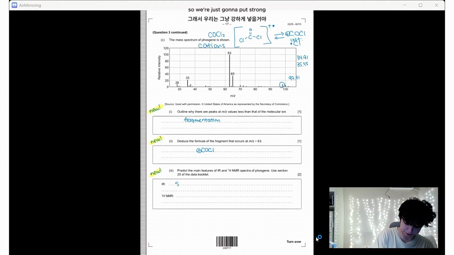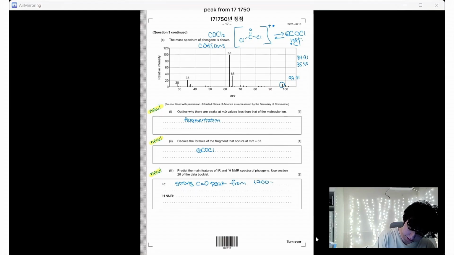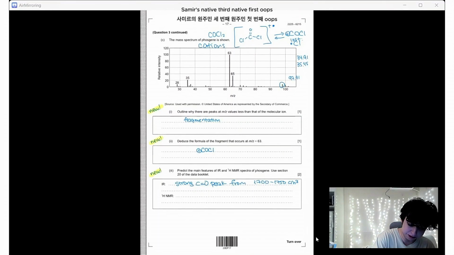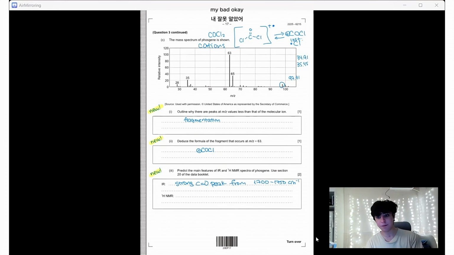So we're just going to put strong CO peak from 1700 to 1750. Is it centimeters cubed? Centimeters negative third. Negative first. Oops. My bad. Okay, and so that's going to be there.